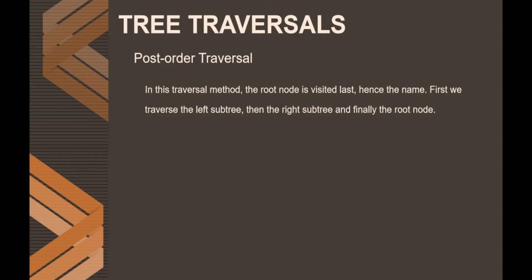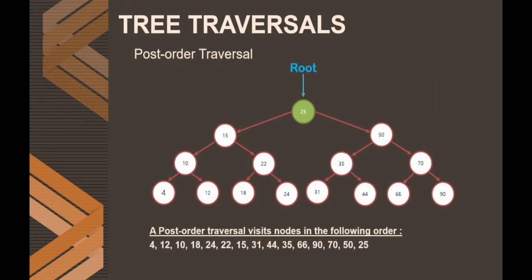Post-order traversal. In this traversal method, the root node is visited last. Hence the name. First we traverse the left subtree, then the right subtree, and finally the root node. So a post-order traversal visits nodes in the following order. First of all comes the lowest part from the left subtree, which is 4, then 12, then 10, then 18, then 24, 22, 15, 31, 44, 35, 66, 90, 70, 50, and finally it comes the root node, which is 25. So these are the ways how tree traversals actually work.